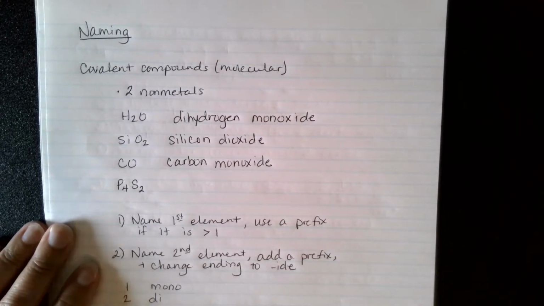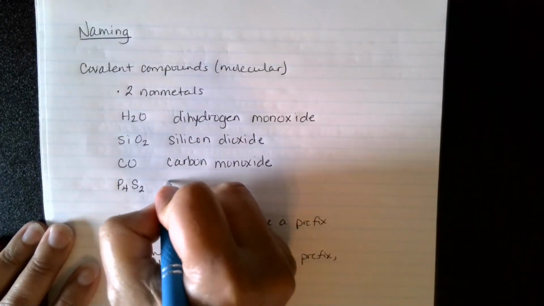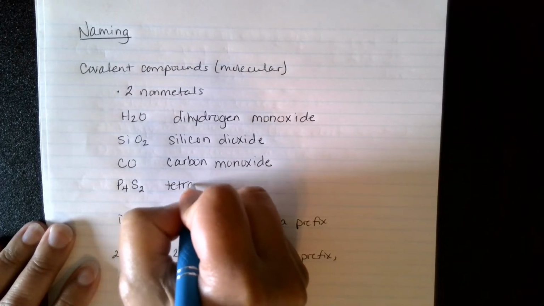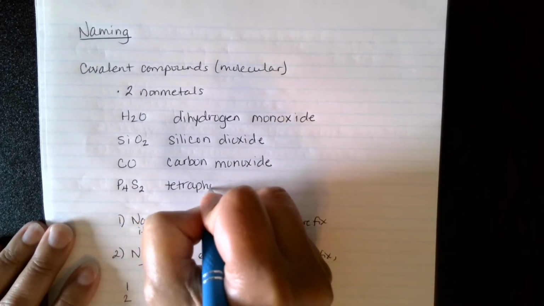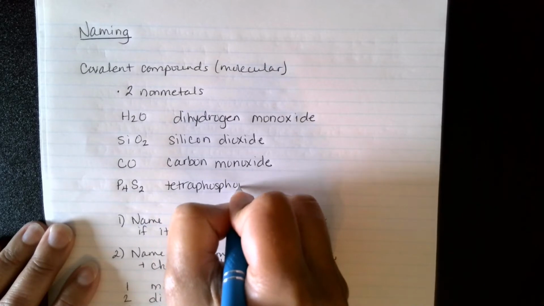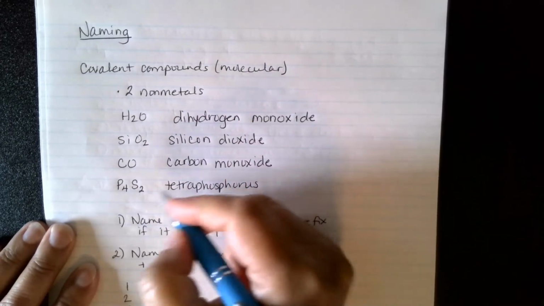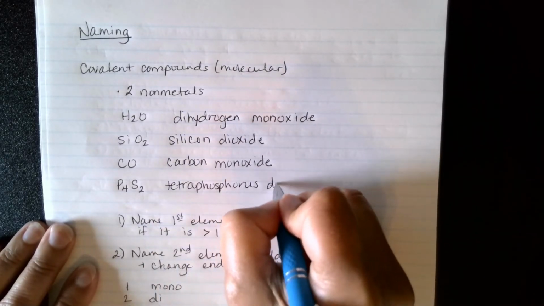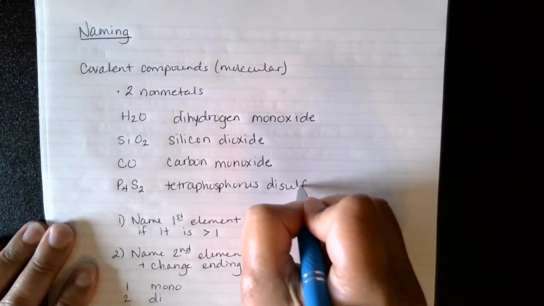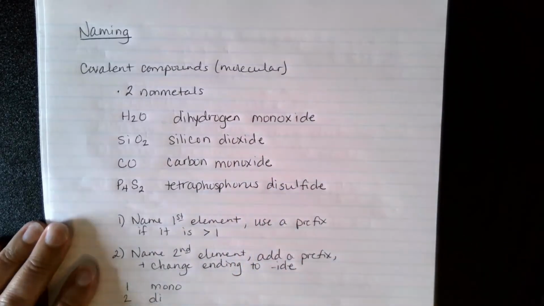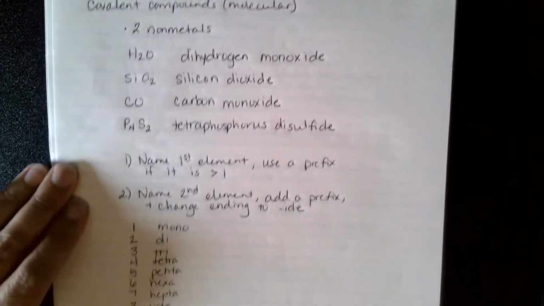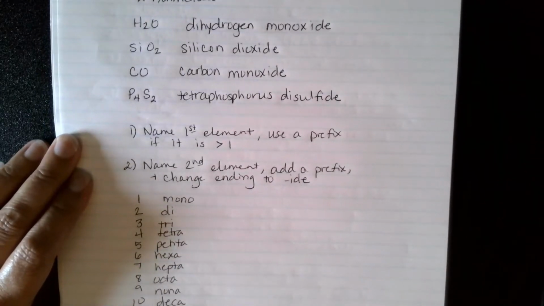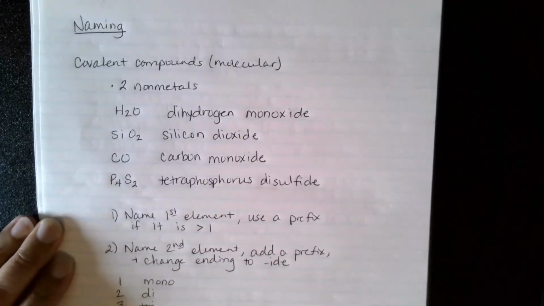On my next one, we're going to use a prefix, tetra phosphorus, and then a prefix for 2 is disulfide. So it's as easy as that when you're naming covalent compounds. Now, if we're going to go backwards, it's just as easy.